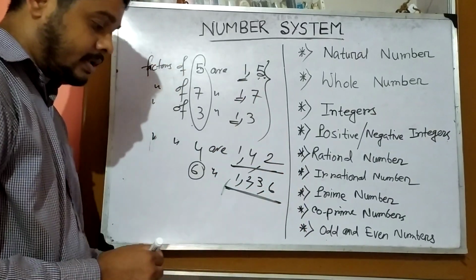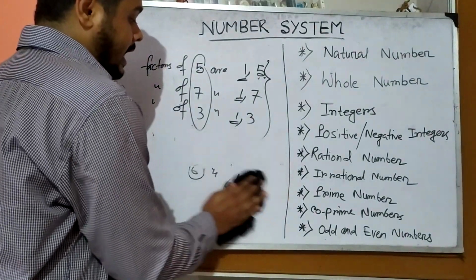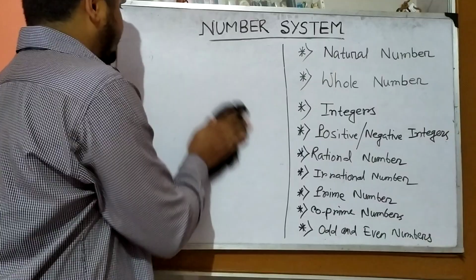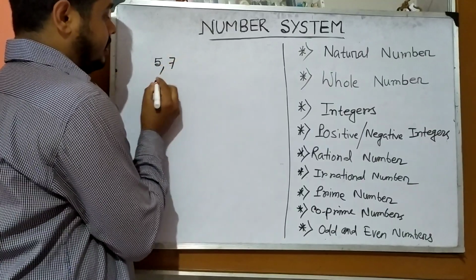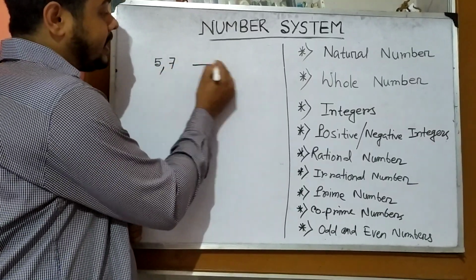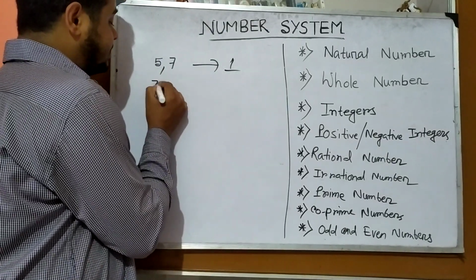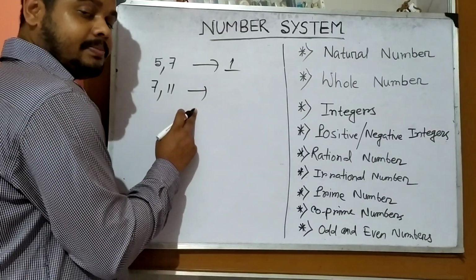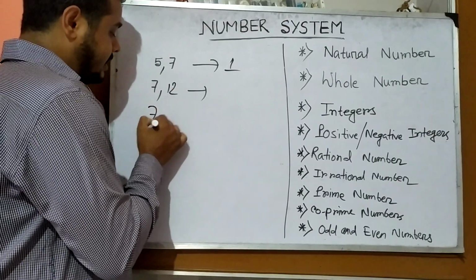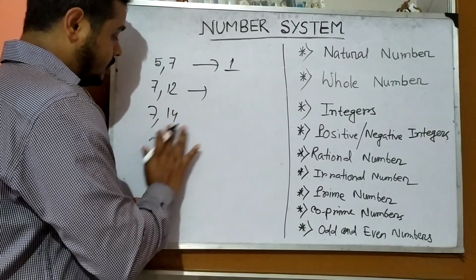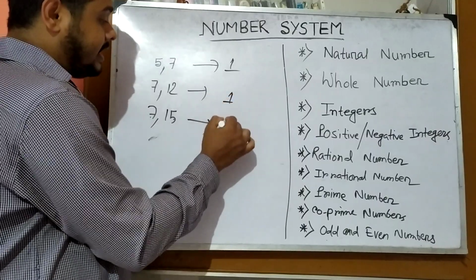Now co-prime numbers. If two or more numbers have only one common factor, that is 1, then they are called co-prime. Suppose 5 and 7: their common factor is only 1, so they are co-prime to each other. Suppose 7 and 11. What are the common factors between them? 7 and 12 also. What are the common factors between these two numbers? 7 and 15. They are co-prime because the only common factor is 1.